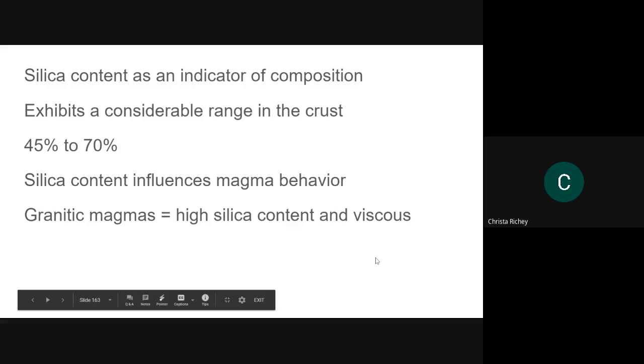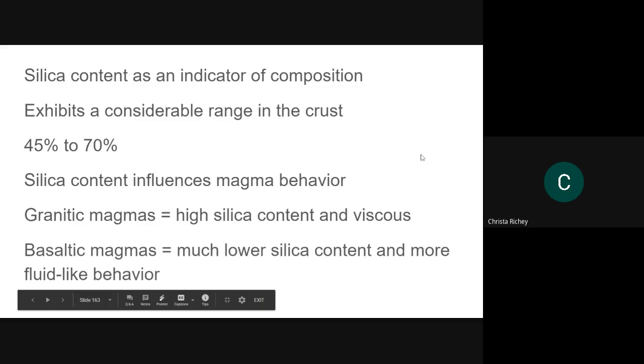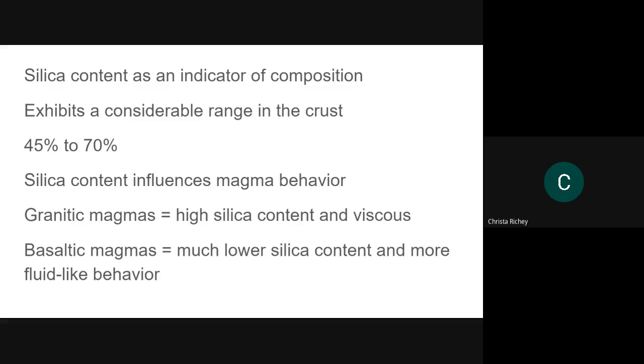And then your basaltic magmas have lower silica content and they are more liquid-like. Obviously, it's magma, it's not water, but they move easier. They are less viscous. Granitic magmas are more viscous. They move a lot slower.